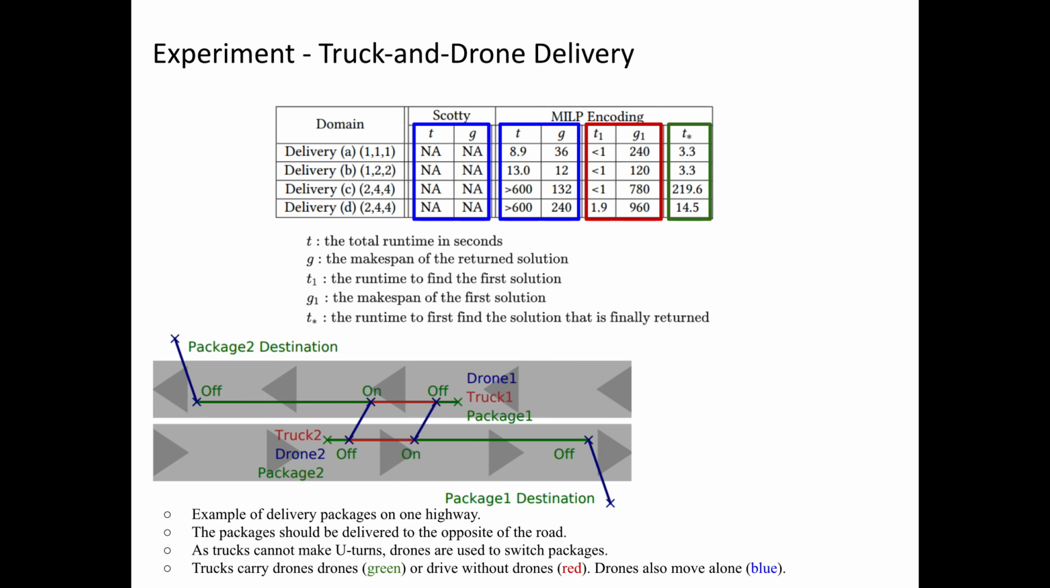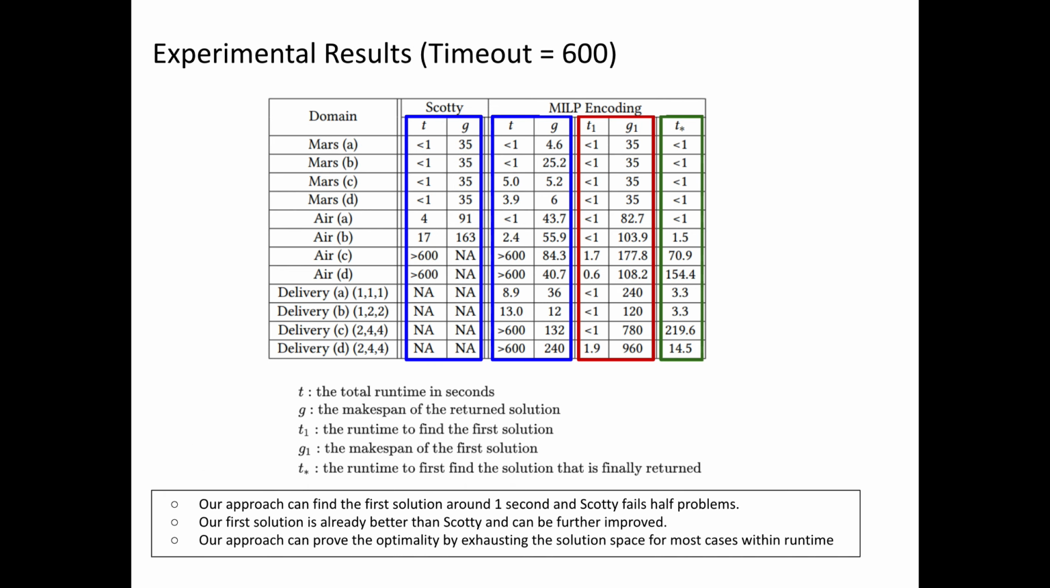In the table, we can see Scotty fails to solve all the instances, while the MILP encoding can find the first solution in 2 seconds. And it can also further improve all the solutions in the rest of the time. Here, we give the table of all the experimental results.